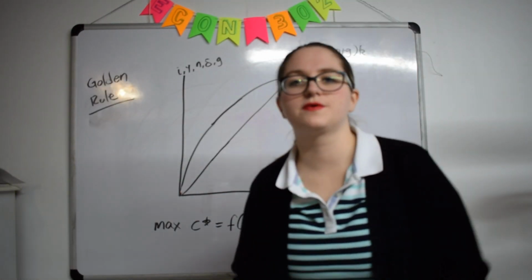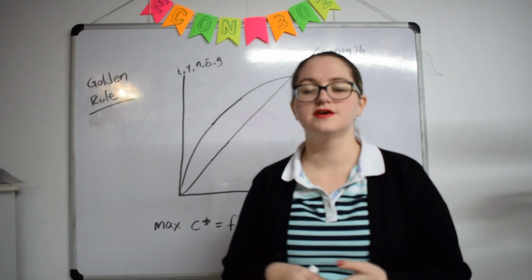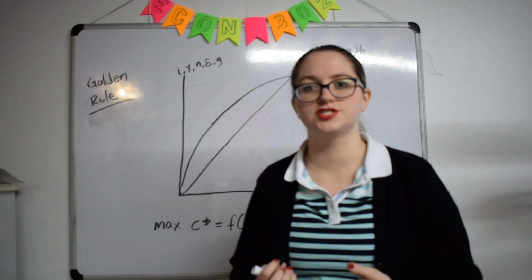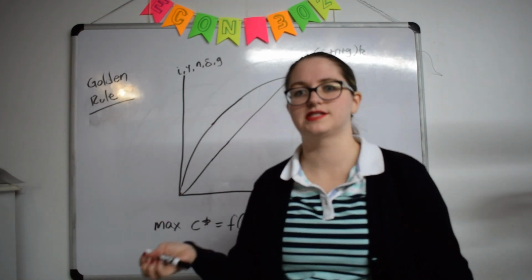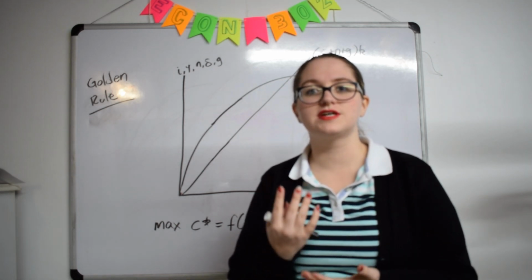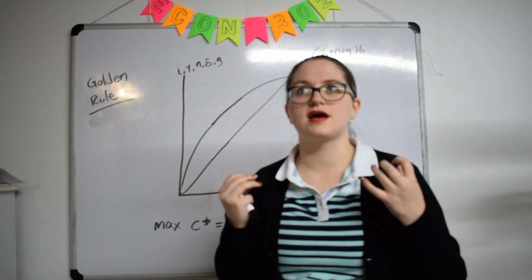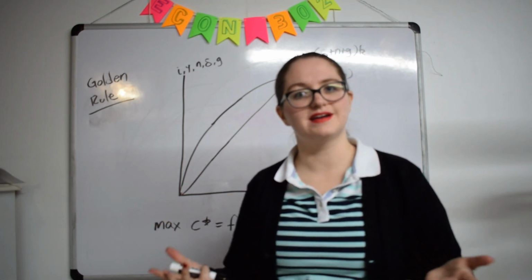The next topic we're going to be talking about is the golden rule steady state. So in the Solow growth model, there are many different steady states that can be achieved. But we need to figure out which one is the best of all the steady state equilibriums. So we do this by thinking about what the economy needs the most, and happiness. But for us, happiness is consumption in economics.